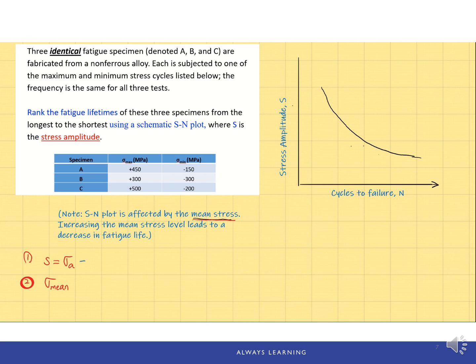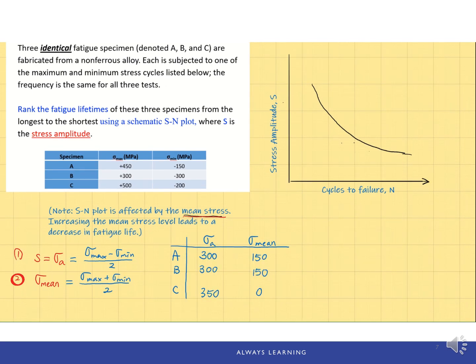The stress amplitude is the max minus the min over 2, and the mean stress is the max plus the min over 2. So now let's make a table to rank the A, B, and C specimens, or do the calculation first. This is the amplitude and this is the mean, using the formulas we just wrote down.